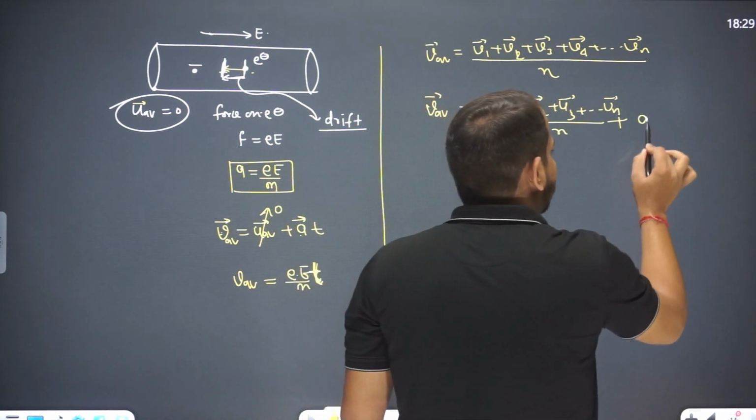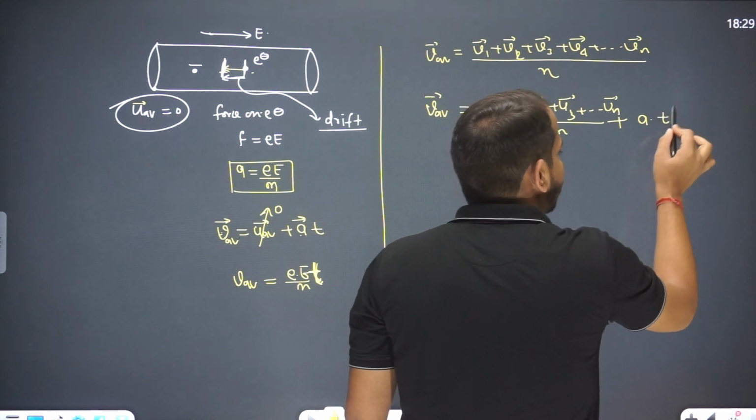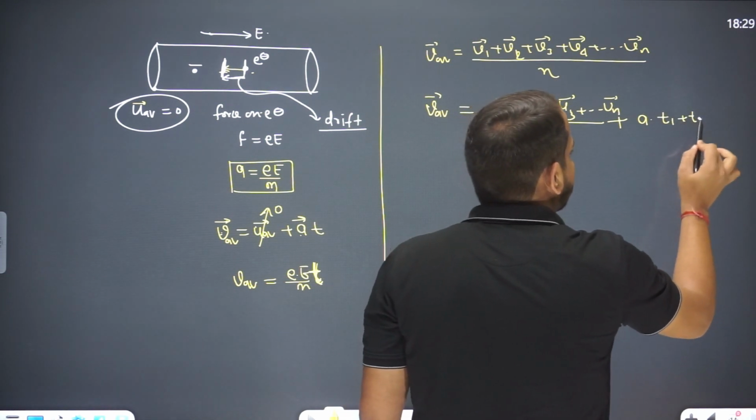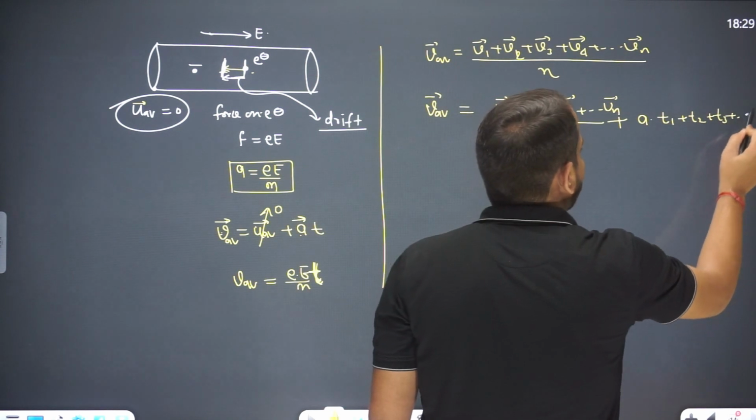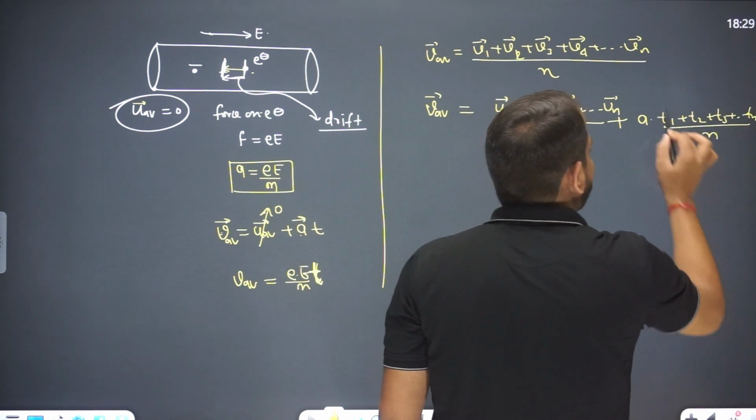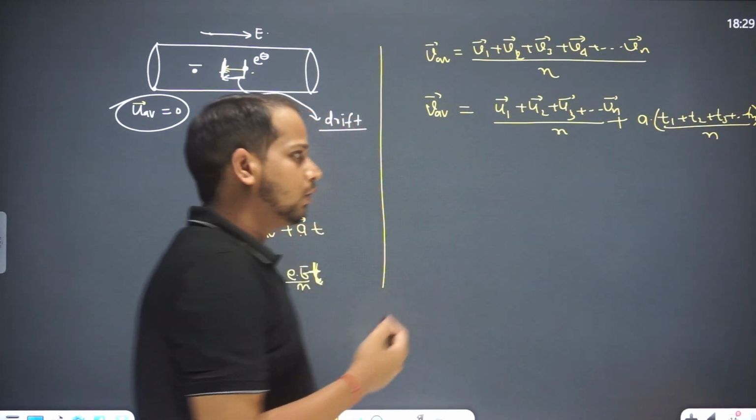So it will be a into t. And what's the sum about t1? t1 plus t2, because a is the same, t3 ... tn. By this is what? n we have, right? For multiple collisions there are.